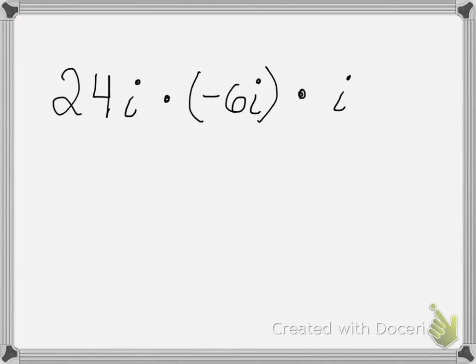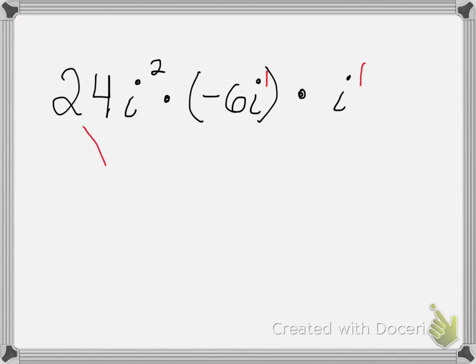Let's look at one more example. This example is 24i squared times -6i times i. And remember, when you don't already see the exponents, go ahead and put your invisible 1 so you'll know. All right, multiply the numbers, add the exponents.